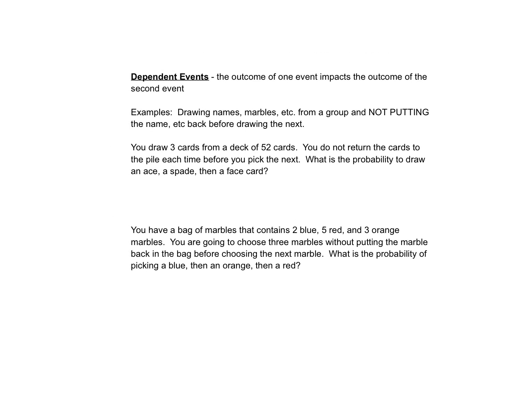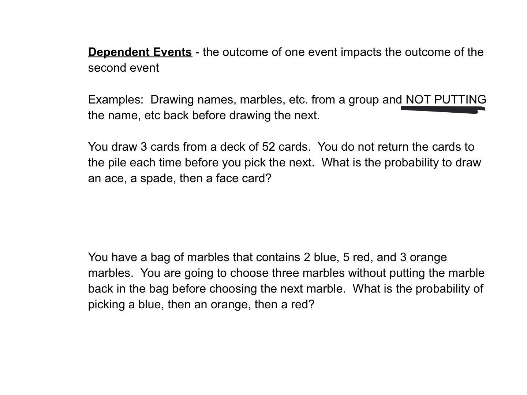Dependent events means whatever happens first is going to impact what happens next. So a lot of times what you'll see is you'll pick a card out of a deck, you'll pick a marble out of a bag, you'll do something like that and not put it back, which means the second time you go to choose, there's going to be 1 less item in the sample space. So if you draw 3 cards from a deck of 52 cards, you do not return the cards each time before you pick. What's the probability that you draw an ace, a spade, then a face card? And we are going to assume that you don't get the ace of spades the first time. We're just going to assume each time there's just 1 card less in the deck.